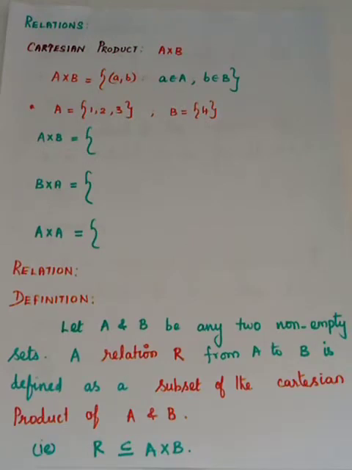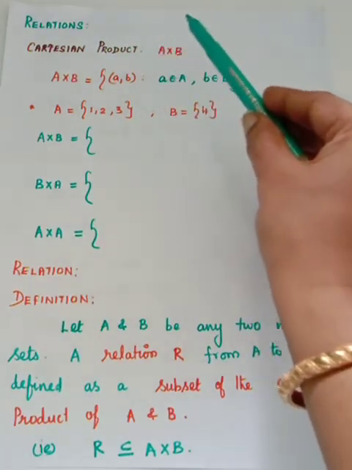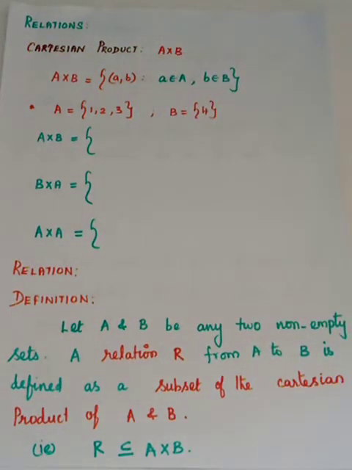Good morning, students. Today, our topic is relation. So, before learning relations, you should know about the Cartesian product of two sets. Okay, A and B. The Cartesian product of two sets A and B is denoted by A cross B.